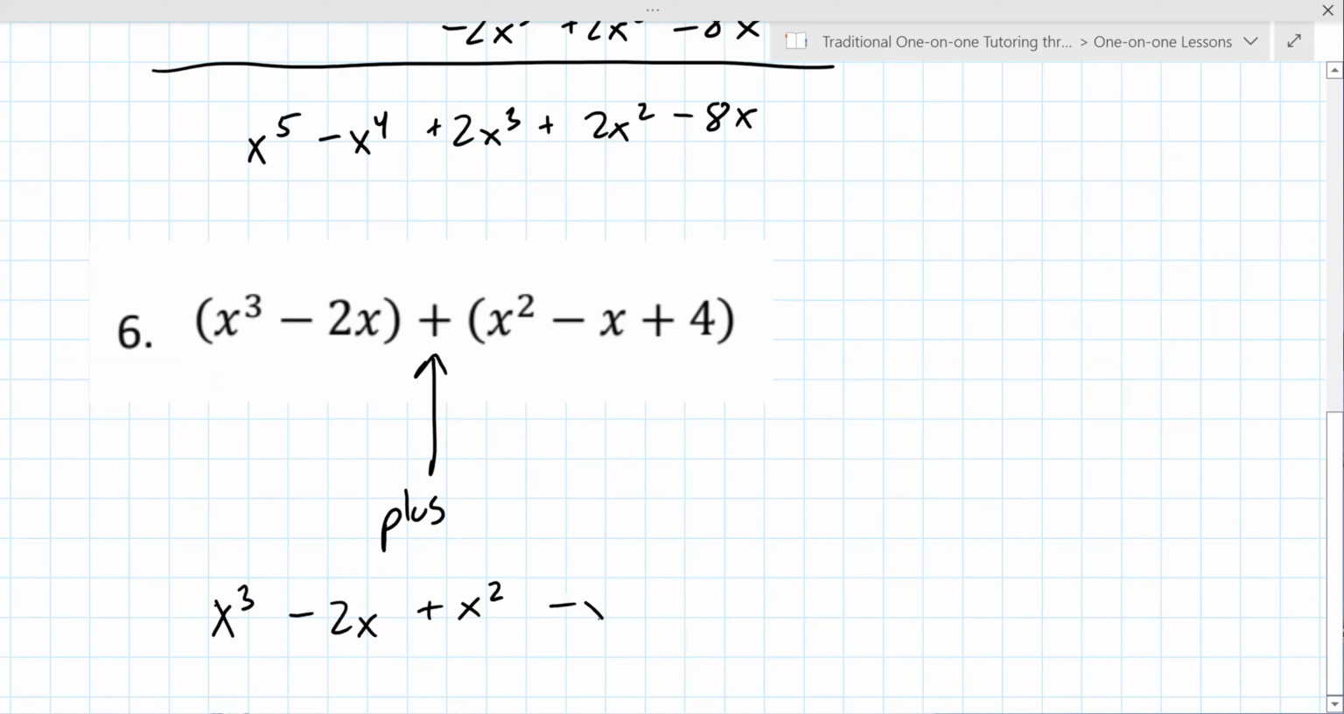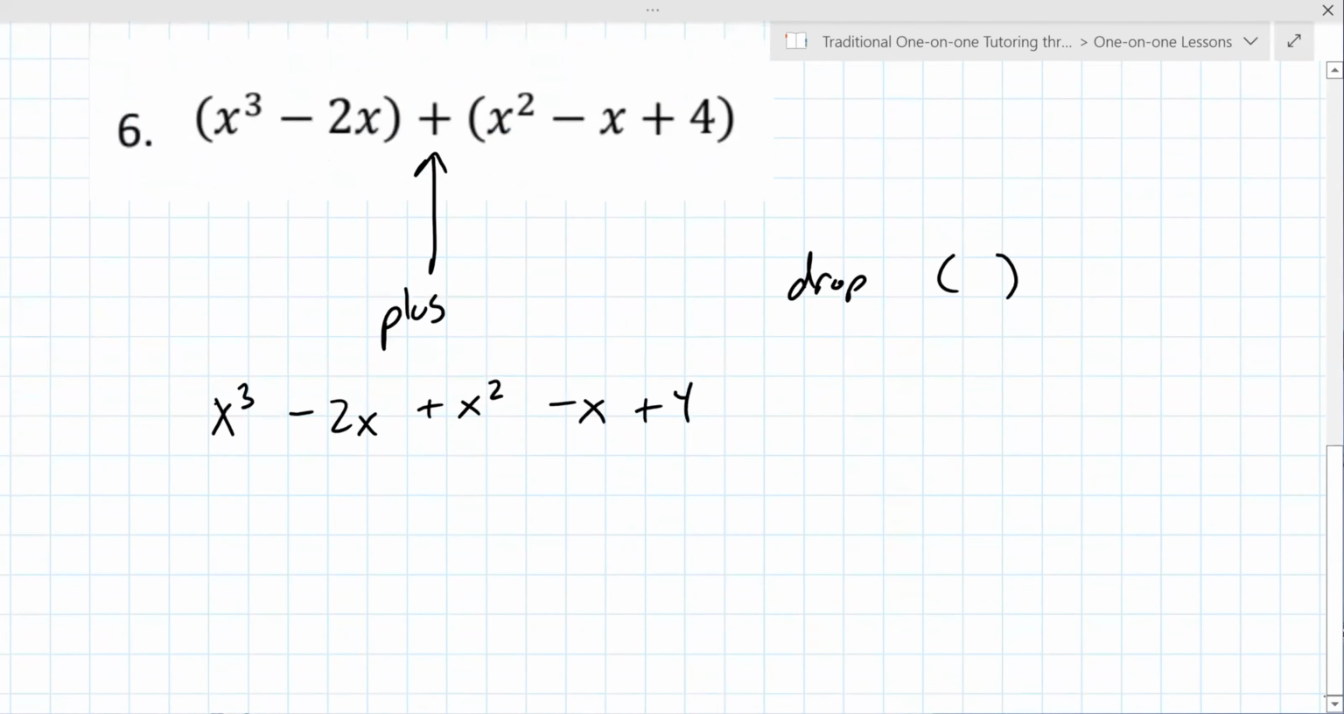So in this case, you drop the parentheses, and from here you decide, okay, can I combine any like terms? Is there anything that's the same? Looks like that minus 2x and minus x you can combine. So you get x cubed plus x squared. So it's generally preferred to put it in descending order, minus 3x plus 4. And that's it. And you might think there's more to do, but that's because we're used to multiplying or dividing. Here you're just adding. This is prerequisite, something you saw in a previous class, most likely.